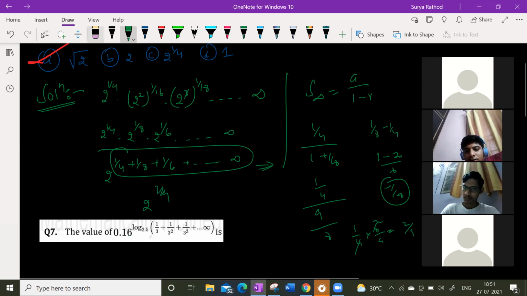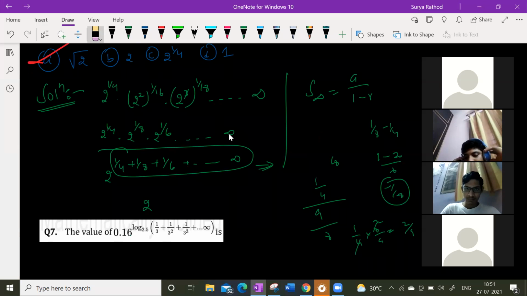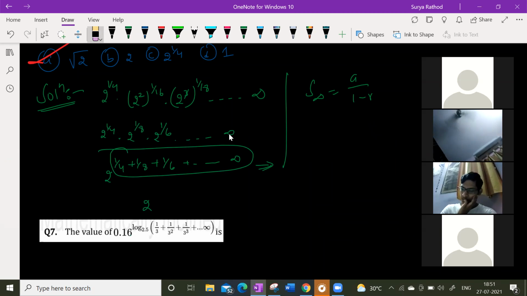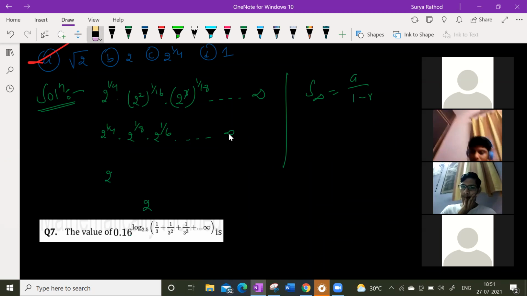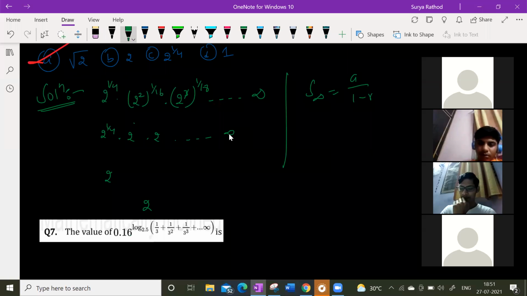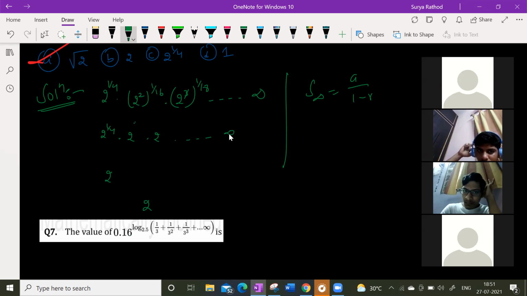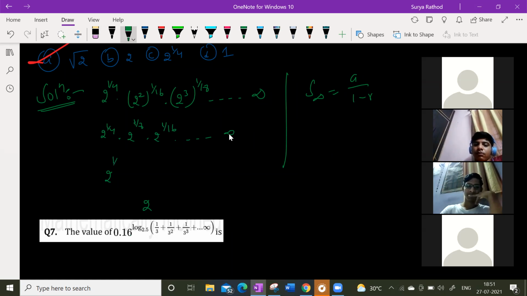Is it clear? If you don't want to write all this stuff, calculate it however you like. Look at this here: 2 to the power of 1 by 16 means we can write 1 by 8, or 2 by 16 we can write as 1 by 8, and 3 by 16 is 1 by 16 and so on. So 1 by 4 plus 1 by 8 plus and so on till infinity.